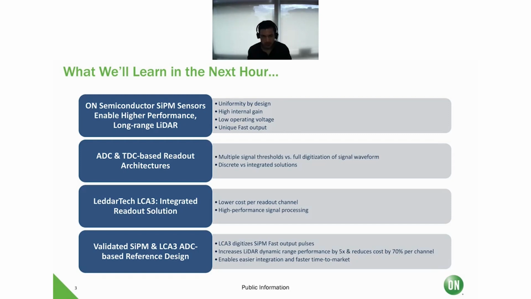LeddarTech will go through the LCA3 system on a chip, which is an integrated readout solution with full waveform digitization. And then we'll go through the details of the silicon photomultiplier and LCA3 ADC-based reference design. And the key takeaway that you'll see is that we're able to increase the dynamic range performance of a LiDAR by more than 5 times, and to reduce the cost of the LiDAR system by 70% per channel by going to this integrated solution that uses a silicon photomultiplier with an ADC-based readout.